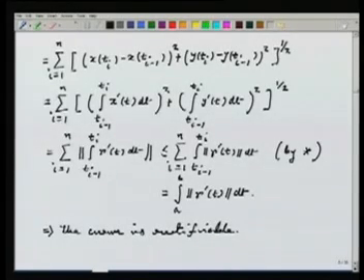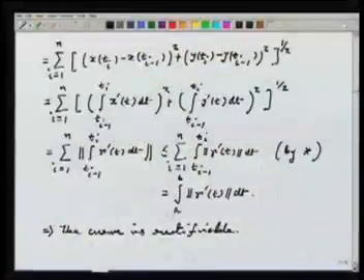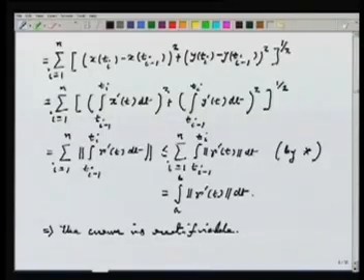Thus, what we have proved so far is that if x(t) and y(t) are differentiable functions and are continuous, then the curve certainly is rectifiable. Now, under these assumptions, I will try to find an analytic formula for the length of the curve.